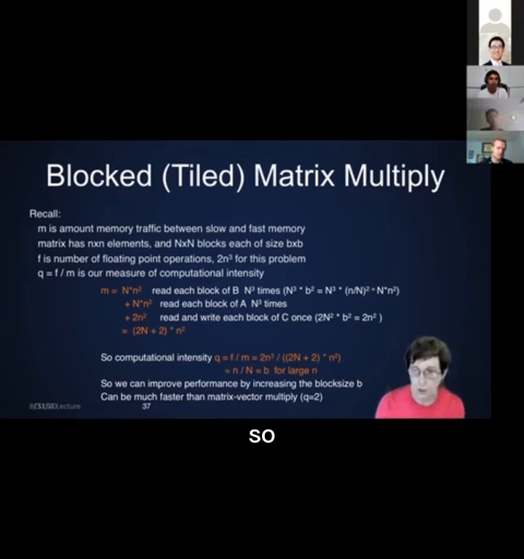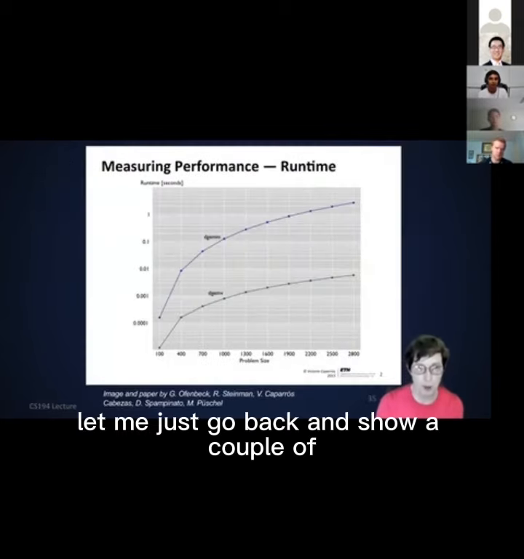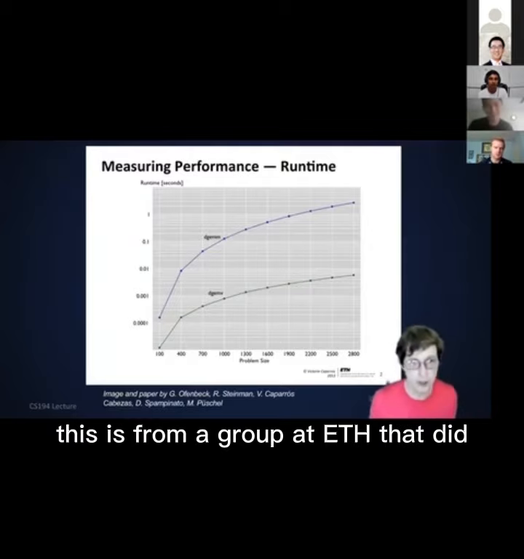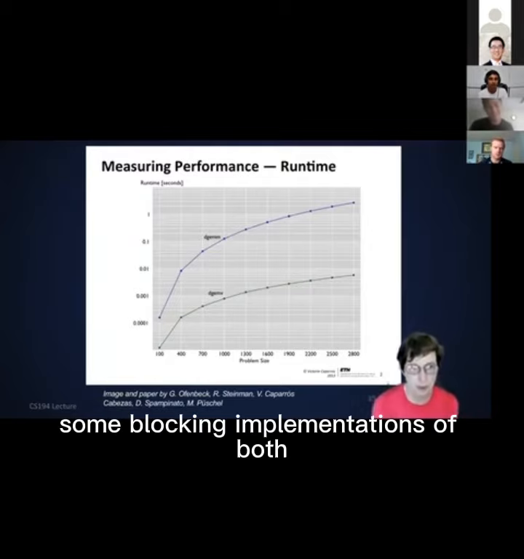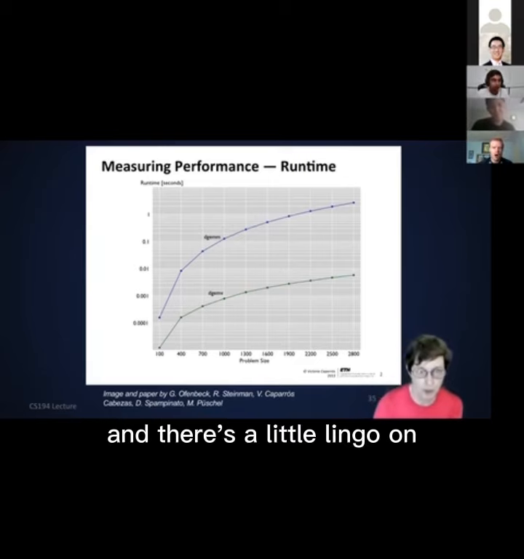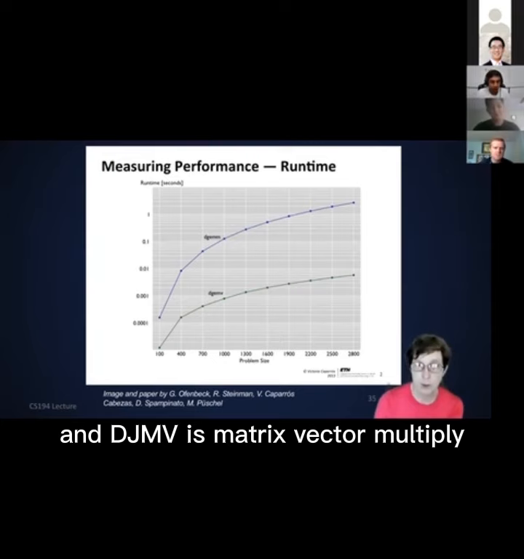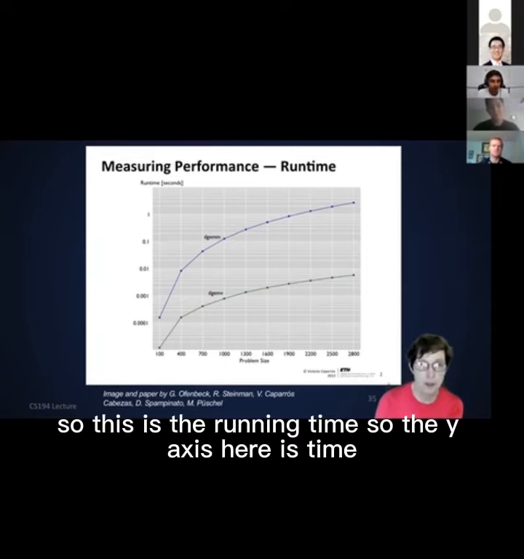Okay, so let me just go back and show a couple of performance numbers. This is from a group at ETH that did some blocking implementations of both, and there's a little lingo on here I should have written out. DGEMM is dense matrix multiply, and DGEMV is matrix-vector multiply. So this is the running time, so the y-axis here is time.